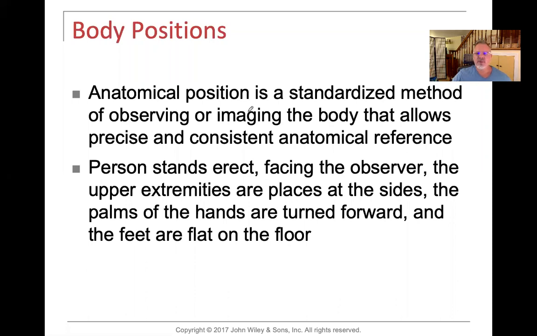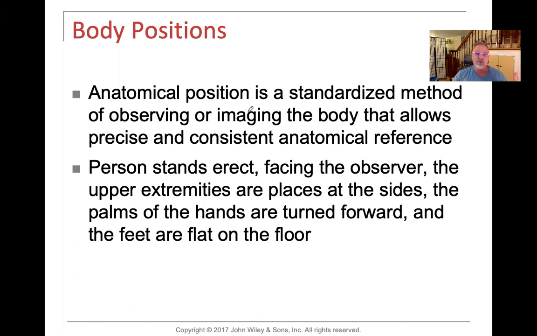They're standing with their feet flat on the floor. They're standing tall and erect, facing the observer. The upper extremities are placed at the side. The palms are facing forward or anteriorly, and the feet are flat on the floor. That is the basic anatomical position that we study the human body in.